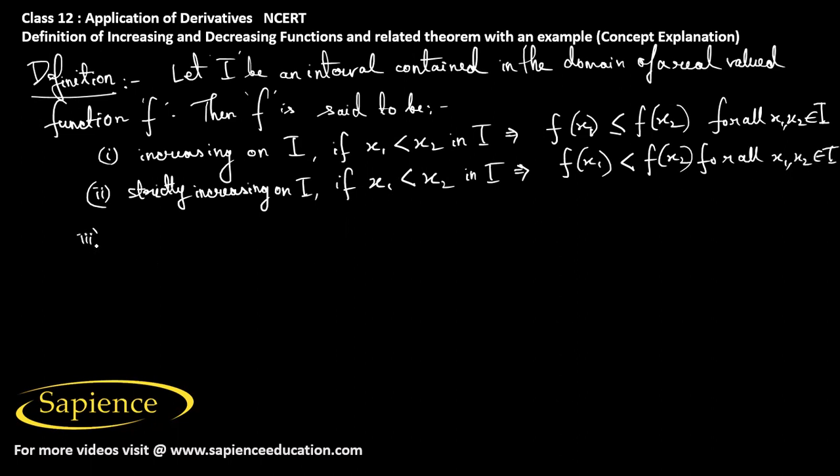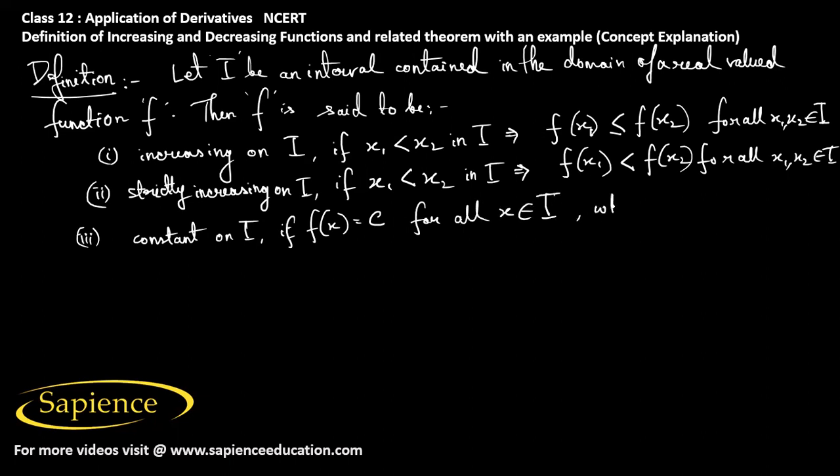And then the third case is f is said to be a constant function on the interval I if the function f of x is always equal to some constant c for all x belongs to the interval I, where c is a real constant.